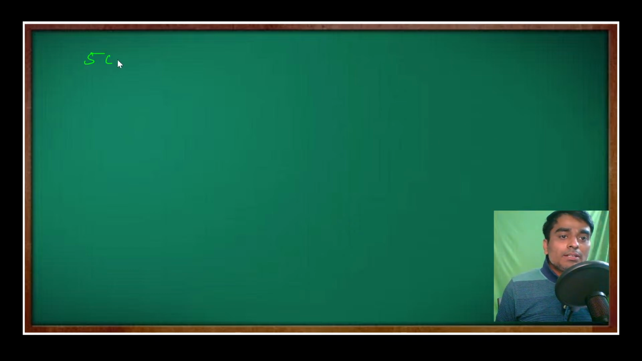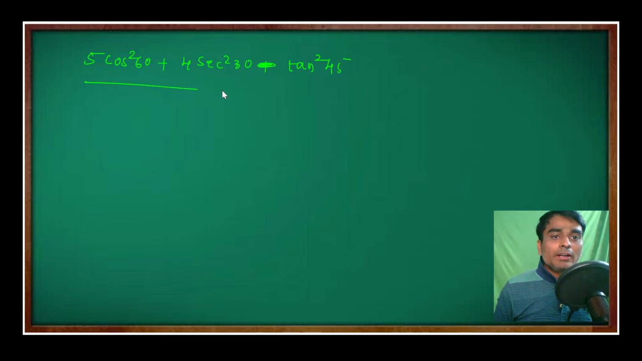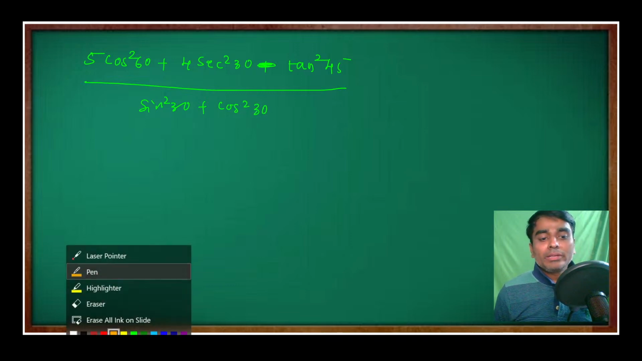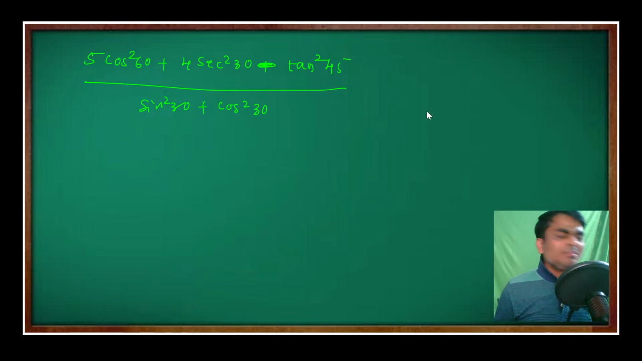5 cos square 60 plus 4 secant square 30 minus tan square 45, whole divided by sin square 30 plus cos square 30. Okay, the sum is very easy, but the problem is how many of you know the table perfectly?